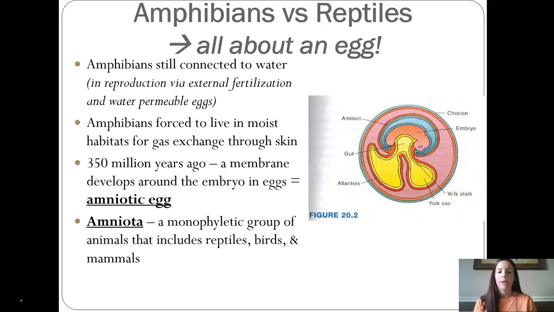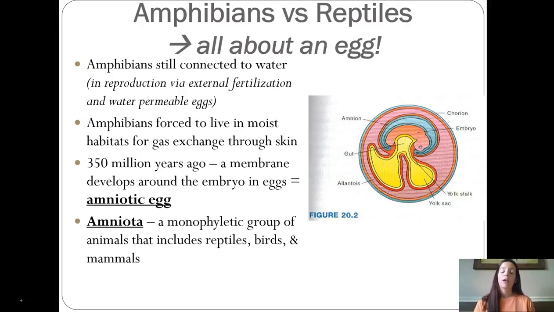So we're going to first start by talking about amphibians versus reptiles, and this is all about the egg. If you remember, amphibians are still connected to water. They have to reproduce using water. They have tadpoles that live in water, but amphibians live outside of water in most cases. So they have to have a way for their eggs to be able to develop and survive.